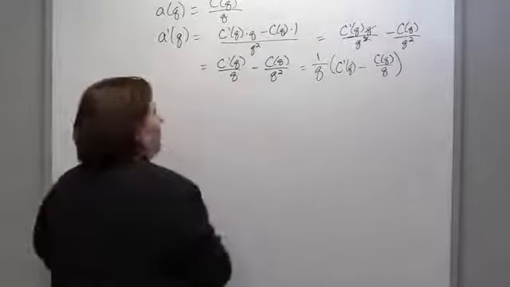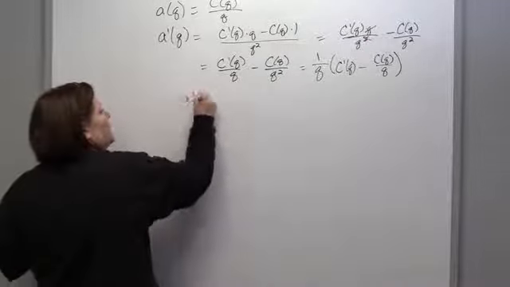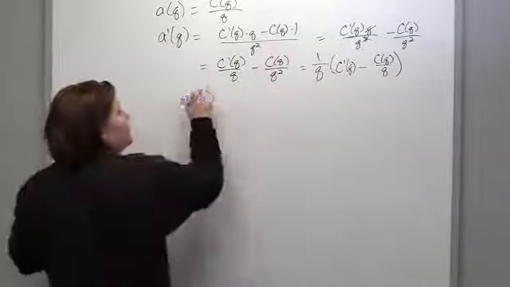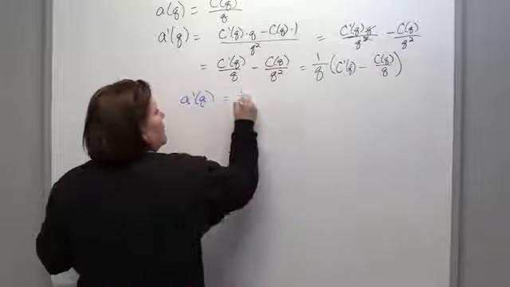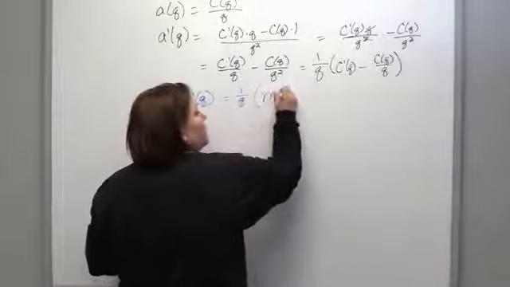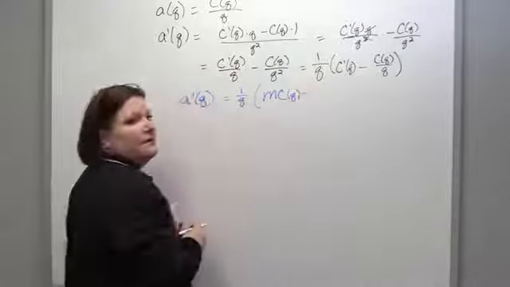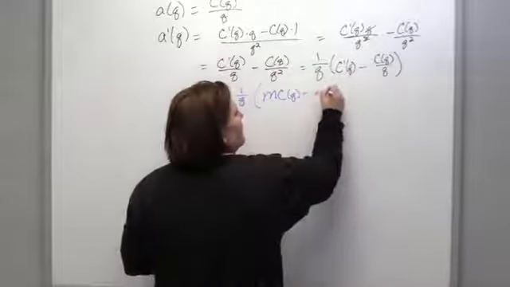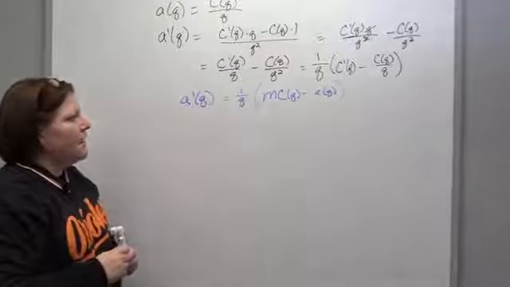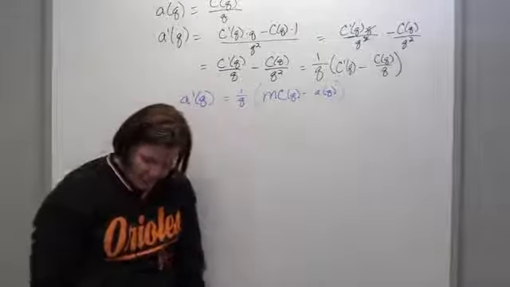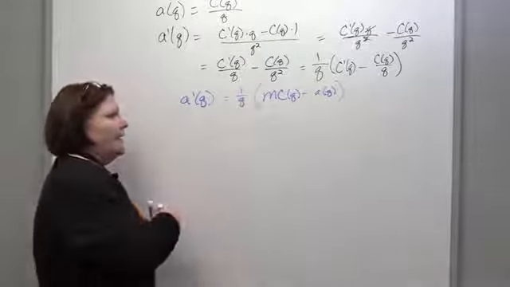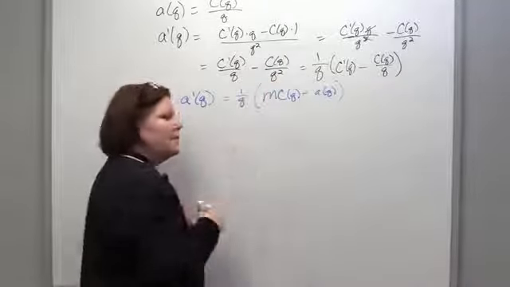So what we just did is we used the quotient rule and then some algebra to rewrite the derivative of average cost as marginal cost minus average cost. Because of all of these algebra steps, we have this nice formula which gives us some nice ideas.